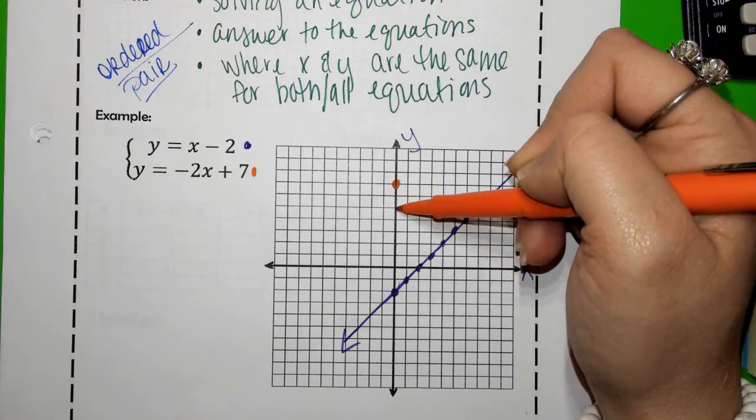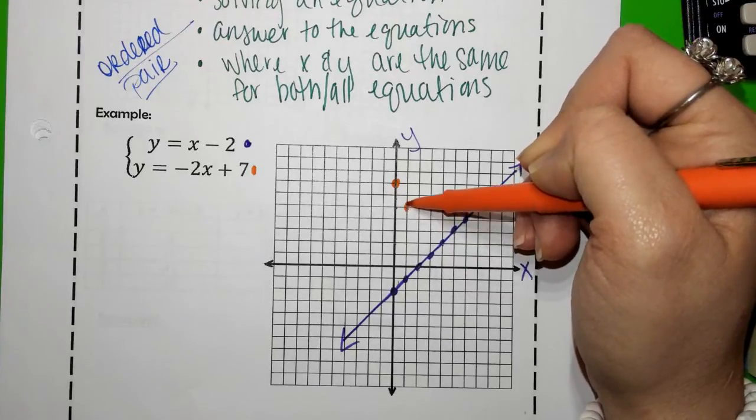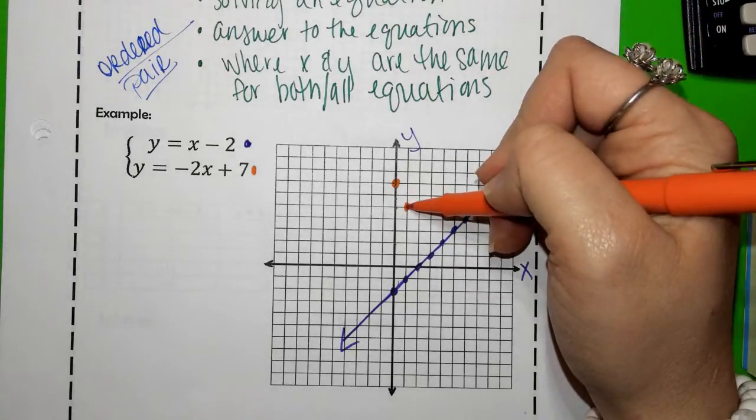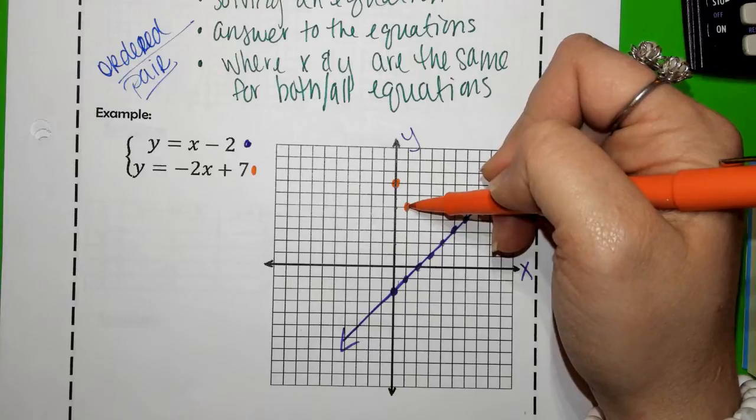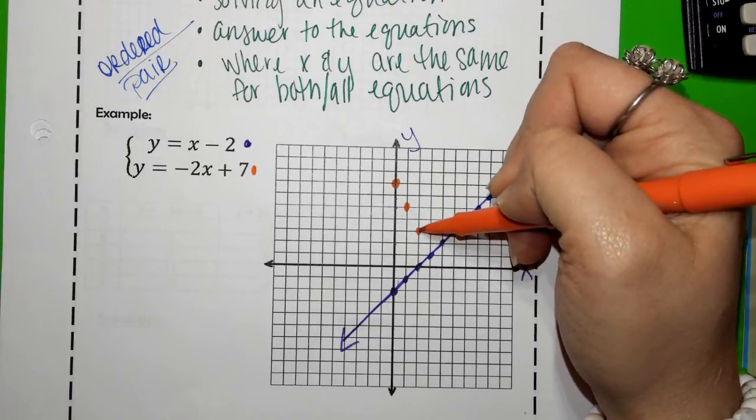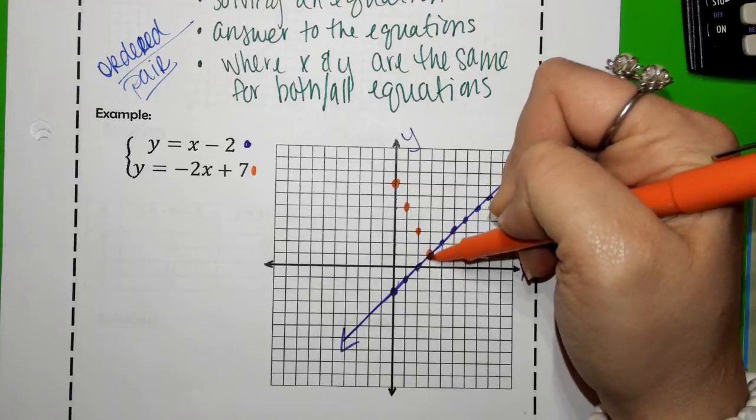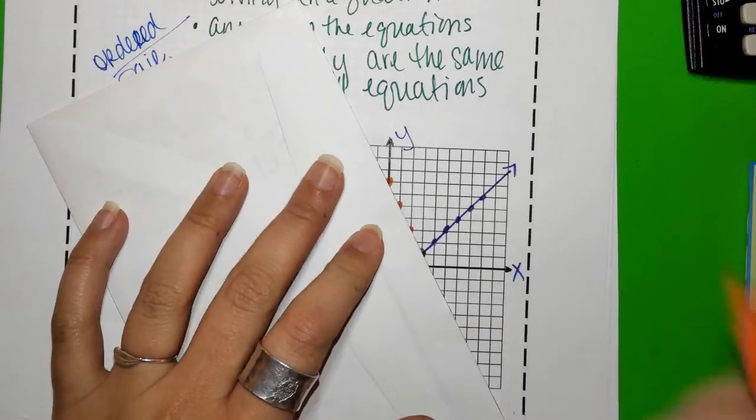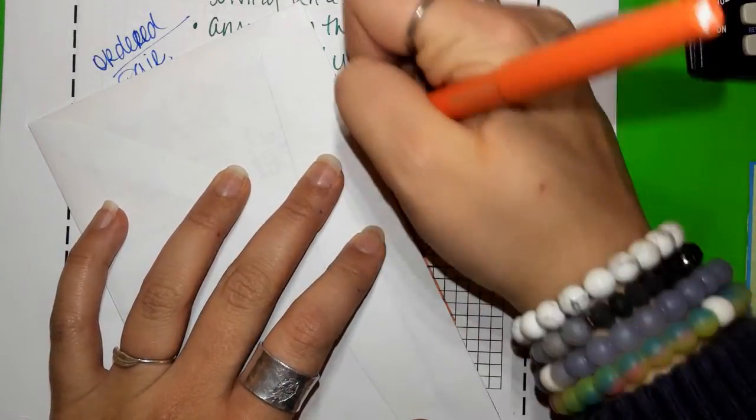Down 2, to the right 1. Repeat again. And you do it again. Down 2, to the right 1. And then what do I do? Down 2, to the right 1. Oh, my ham sandwich. We sunk the battleship. We killed it. They crossed. So this is our solution.